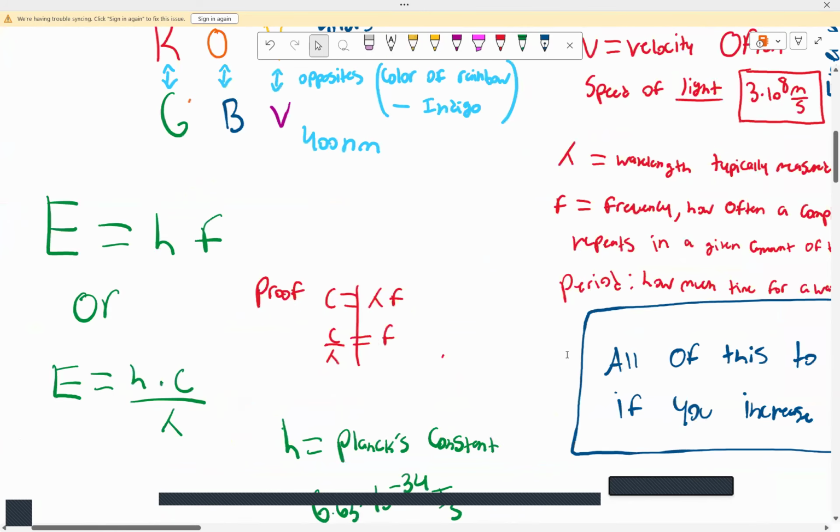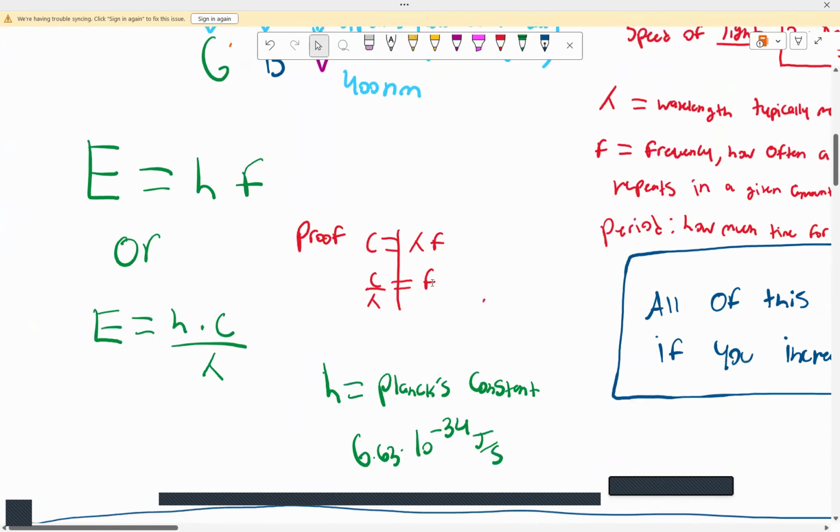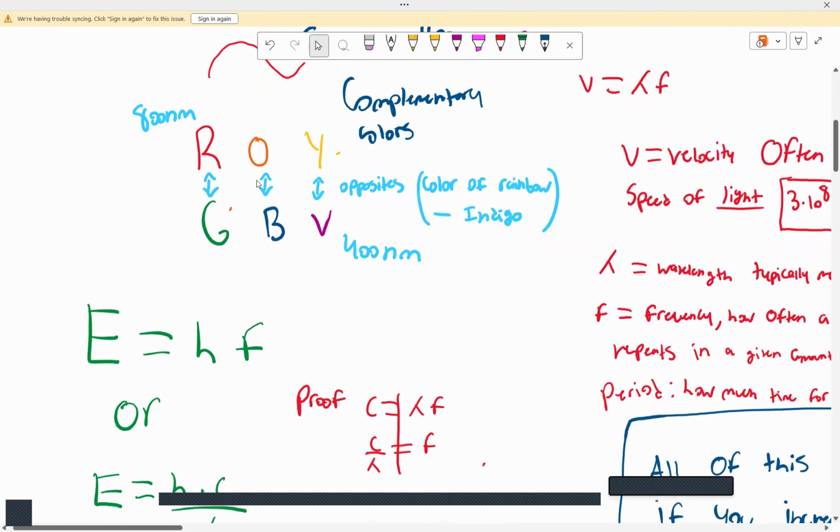And now I want to go over why, up here, I was saying that ultraviolet light has a higher energy than infrared light. And the same goes for why 400 nanometers, that violet color, has higher energy than red with its 800 nanometer wavelength. So it all comes back to Planck and Planck's constant, and what he discovered a couple centuries ago. E is equal to hf. I cannot stress how important these two equations will be on the MCAT.